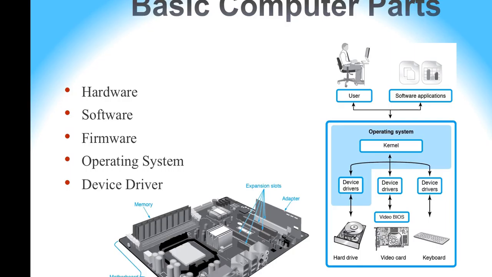All right, moving on. We're going to talk about basic computer parts. What are they? A computer system includes hardware, software, and firmware. On the screen here, we have hardware, software, firmware, operating system, and device driver. This right here is a layout of your motherboard, and this right here is the memory.